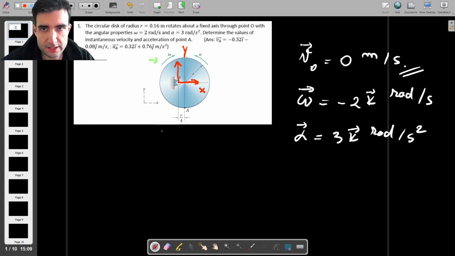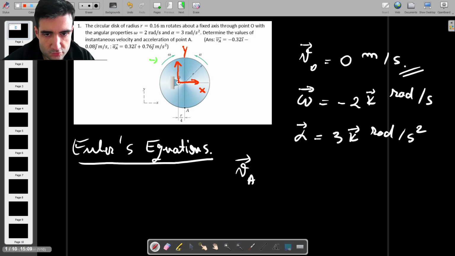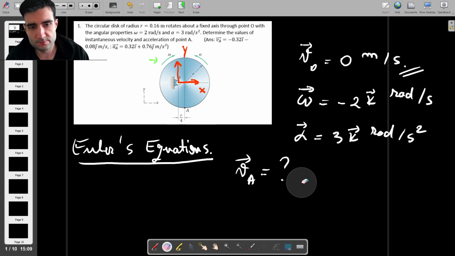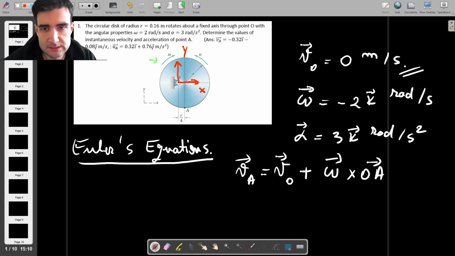So let's apply Euler's equations to find the velocity and acceleration of point A. So first we try to find the velocity. Now, as you know, in Euler's equations, we have to know the distance from the center of our axis to point A. So let's write the equation first. So the general equation for 2D rotation. So we have the velocity of point A is equal to the velocity of O plus omega cross OA, like that.